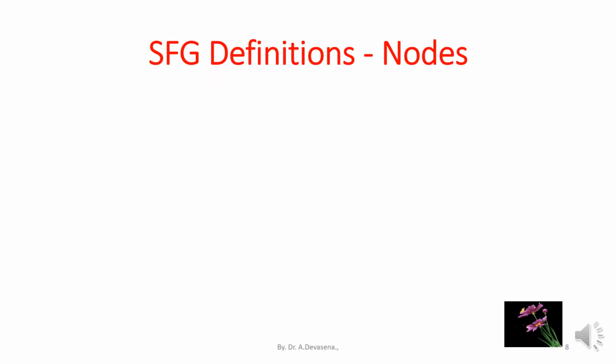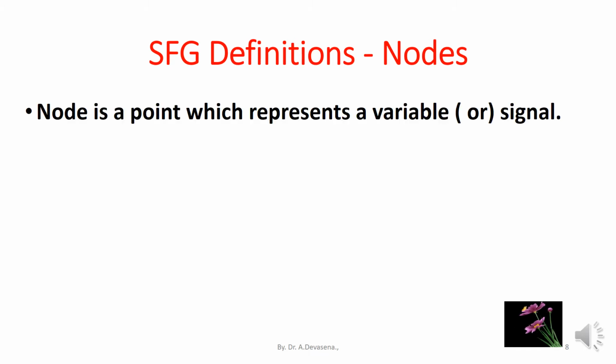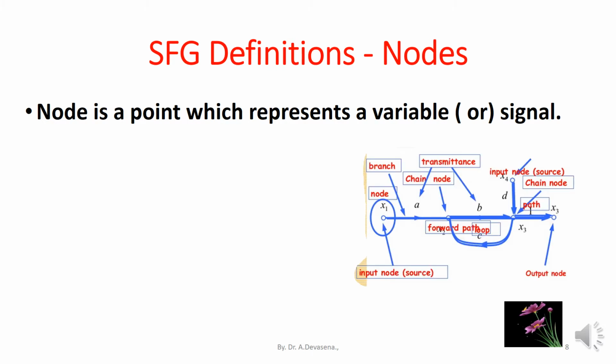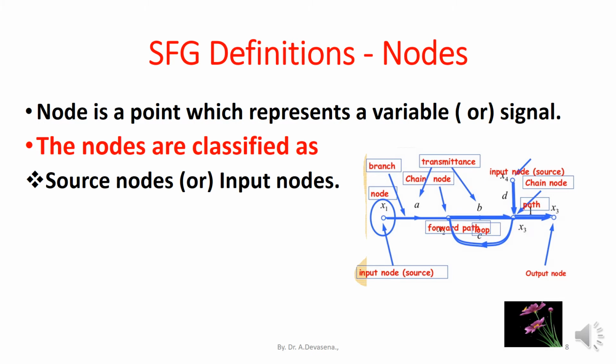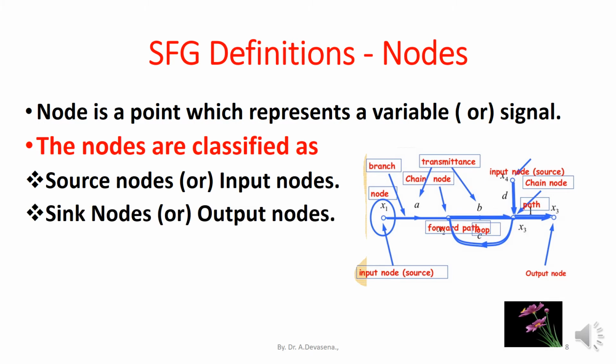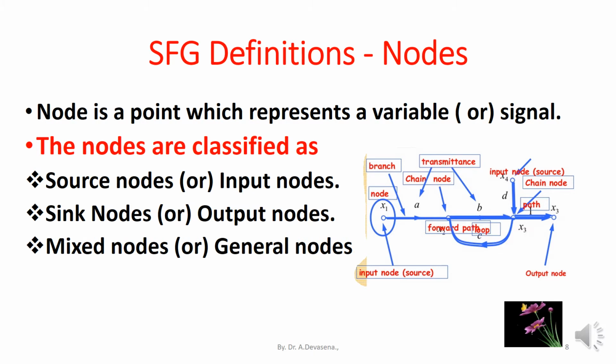Signal flow graph definitions. Nodes. A node is the point which represents a variable or signal. And this is the representation of a signal flow graph. The nodes are classified as source nodes or input nodes, sink nodes or output nodes, and mixer nodes or general nodes. And this is indicated in the signal flow graph.